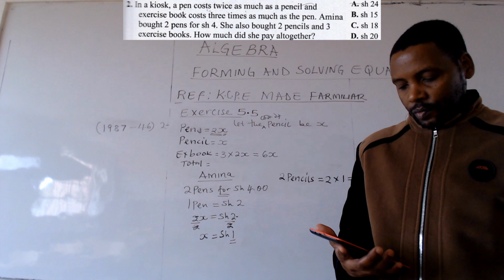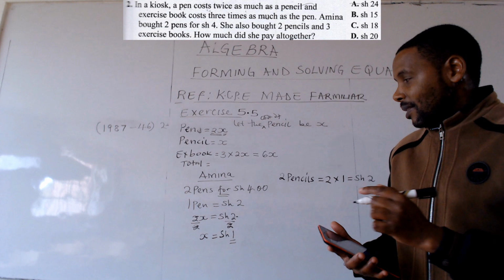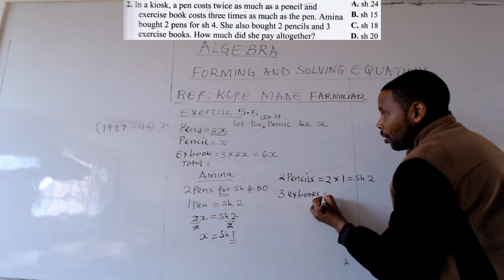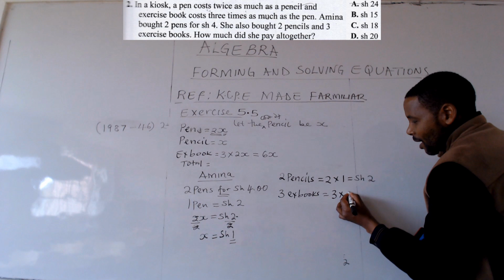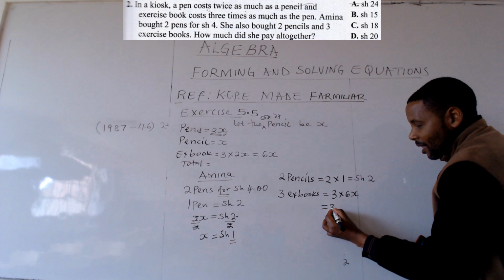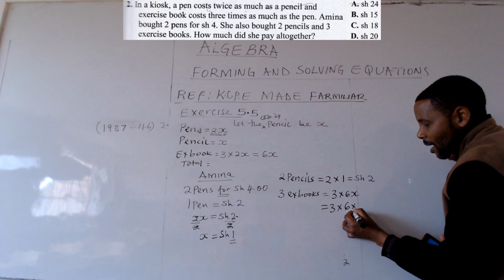Then we are told she bought 3 exercise books. And the cost of an exercise book is 6x. So we multiply 3 times 6x. And we know the value of x is 1. So we say 3, the number of books she bought, and 1 book is 6 times the value of x, which is 1. So this gives us 18 shillings.